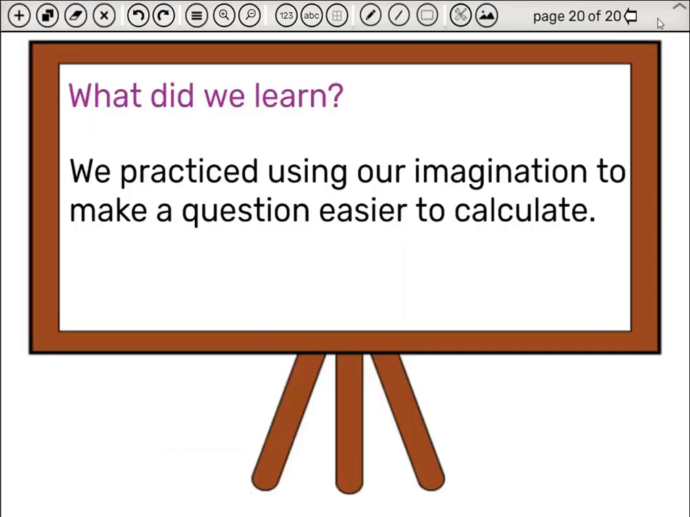Let's conclude what we learned. We will state this in general terms. We practiced using our imagination to make a question easier to calculate. In this case, it was connected to calculating the volume of a structure, but as we understand, the same idea can be used for a wide variety of applications. Our goal here is not only that the students practice calculating volumes of structures, but that they develop their flexible thinking skills. And that's it.